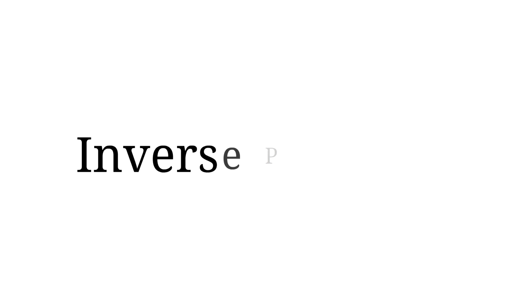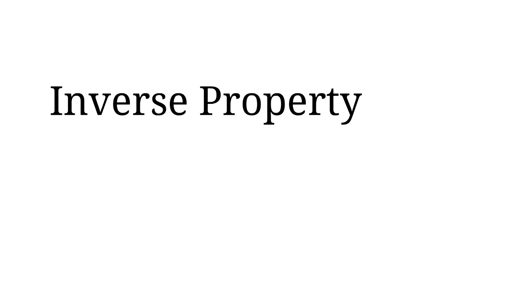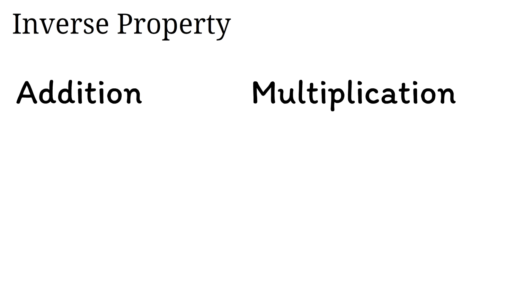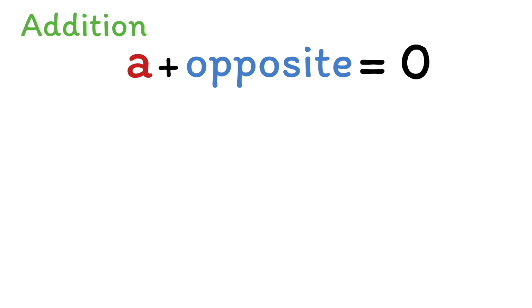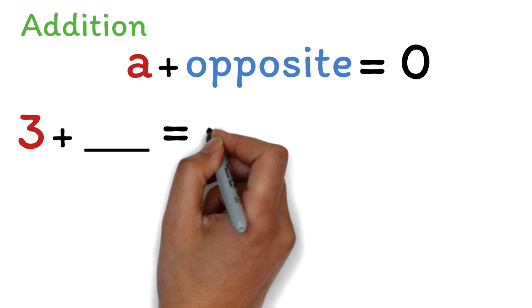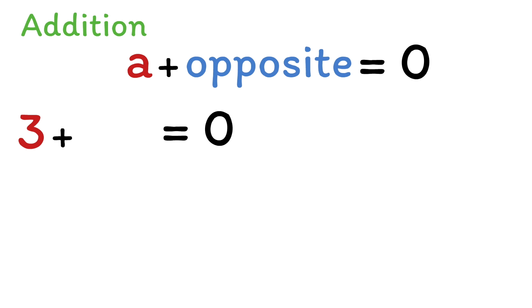Finally, let's talk about the inverse property. Just like the identity property, the inverse property only applies to addition and multiplication. For addition, the inverse property states that any number plus its inverse or opposite will equal 0. For example, let's say we have the number 3. This number plus its opposite will give us 0. The opposite of 3 is negative 3. So 3 plus negative 3 will give us 0.